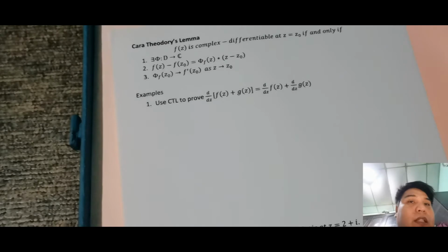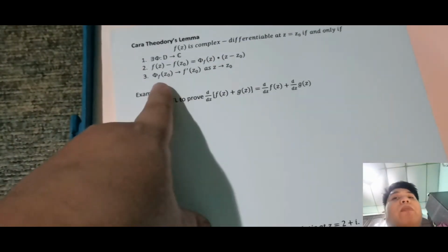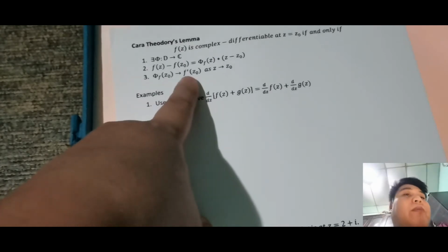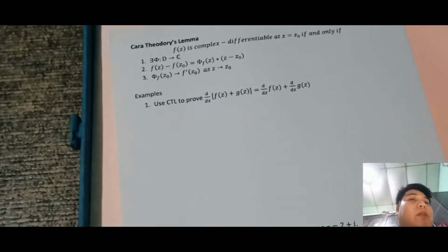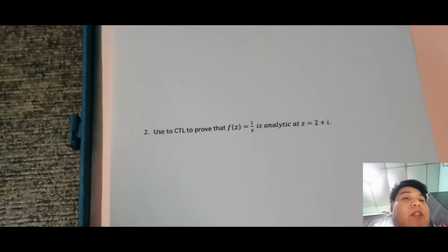Tandaan. Then lastly, pag nakita mo yung p function of z, evaluate mo siya, si p function with respect sa z naught, or of z naught. So meaning substitute ko si z naught. Nung sinubstitute ko si z naught, siya si f prime of z naught as z approaches z naught. So meaning siya yung derivative. Okay? So let's have example. So una ipoprove ko to. Number 2, a-apply ko si Caratheodory's Lemma.